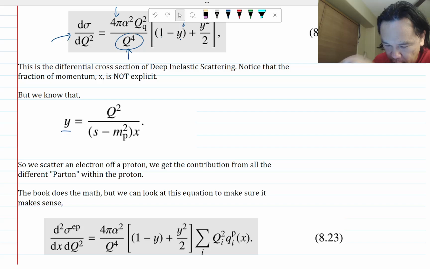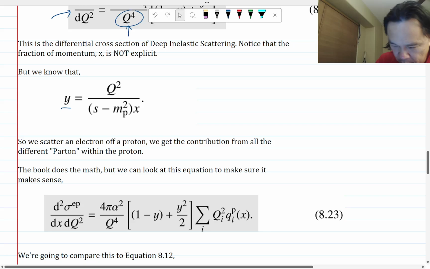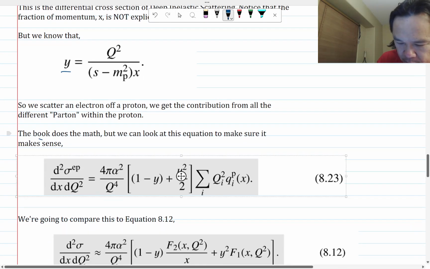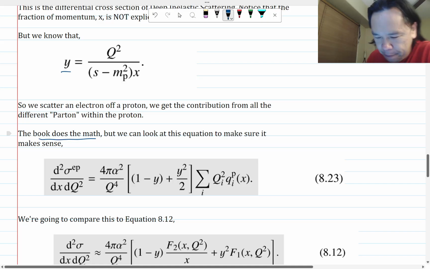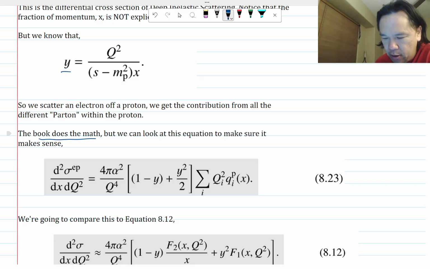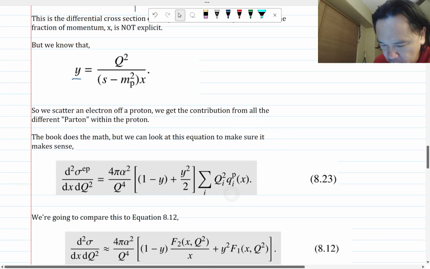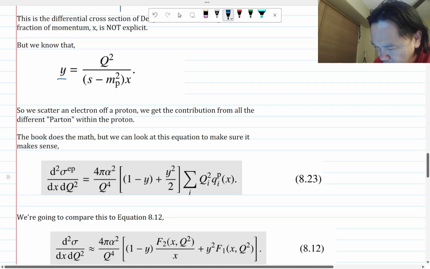this allows us to basically go back to, what section was that? When we were in section 8.2, when we reformulated things in terms of x. So what's going to happen? The book does about maybe half a page of algebra. You can go through those algebra steps if you want. But what we want to do is just look at this equation that I'm going to put down here, 8.23, just to make sure it makes sense.